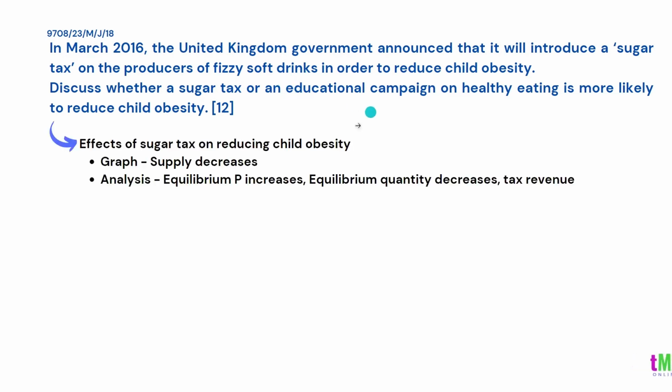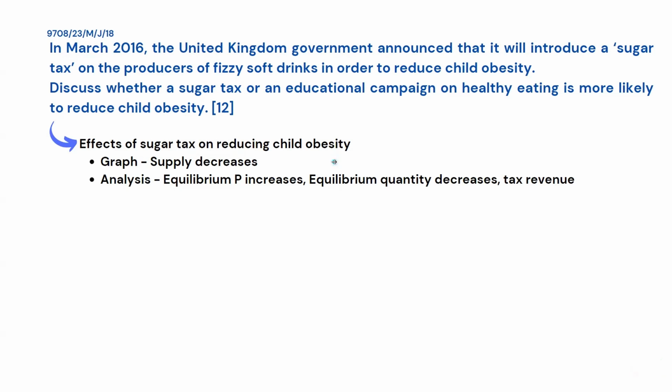As I said, the first part, we're going to talk about the effects of sugar tax on reducing child obesity. If you know how to draw your graph well, do so. Sugar tax is a form of indirect tax, so you draw a graph with the supply curve shifting inward. Then you analyze what happens to the equilibrium price, and a tax will decrease the equilibrium quantity, and what happens to the tax revenue. Analyze that point of view.